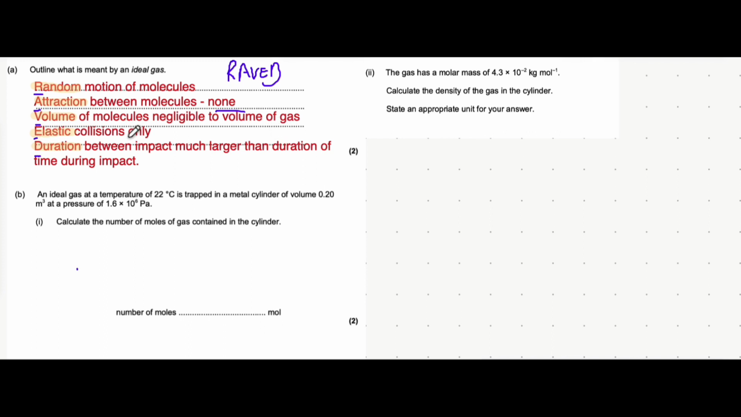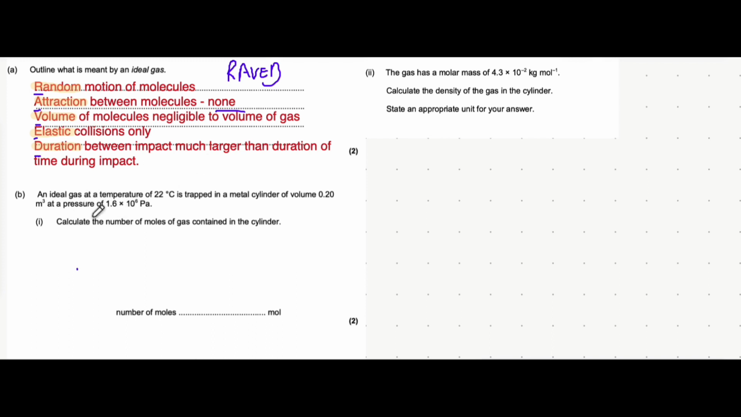E standing for elastic collisions, meaning that collisions that do happen between molecules of an ideal gas, they transfer all their kinetic energy onto the other particle. None of the energy is wasted. And D standing for duration and the fact that the duration of time during impact is a lot smaller than the duration of time spent in between contacts.